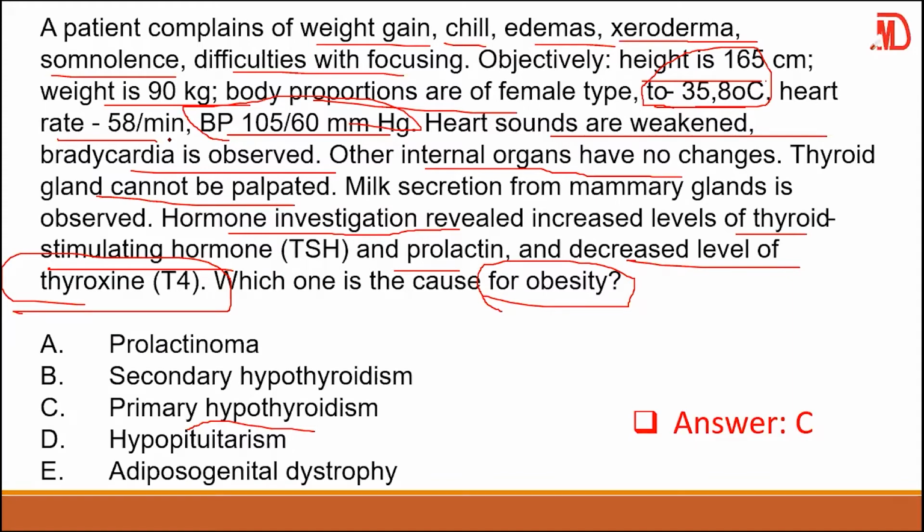helps. Thyroxine is responsible for basal metabolic rate. And basal metabolic rate simply means the ability to carry out some normal functions of the body, like breathing and things like that.